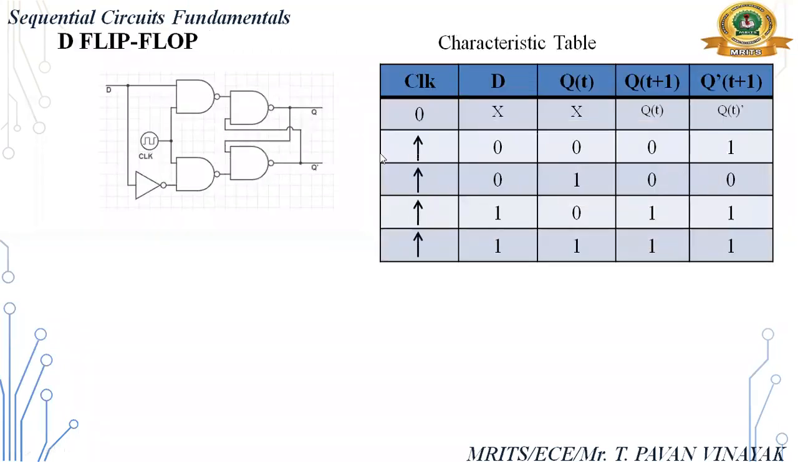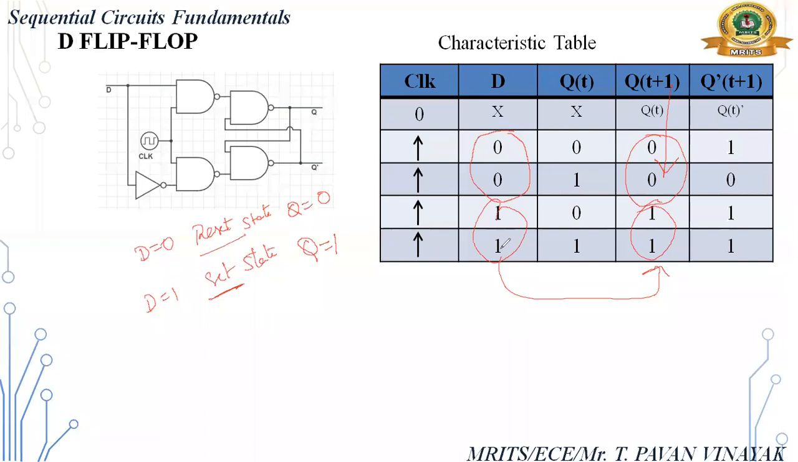Now I am drawing the characteristic table. This is the characteristic table. See, whenever D is 0, it is the reset state. Reset state means Q will always be 0. Next, whenever D is equal to 1, it is the set state. What is the set state? Q is equal to 1.